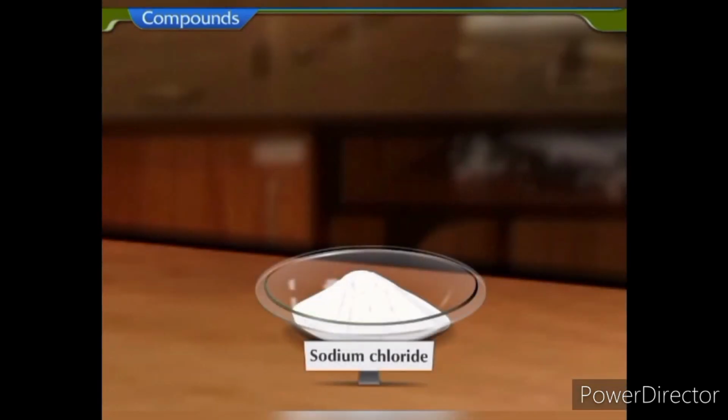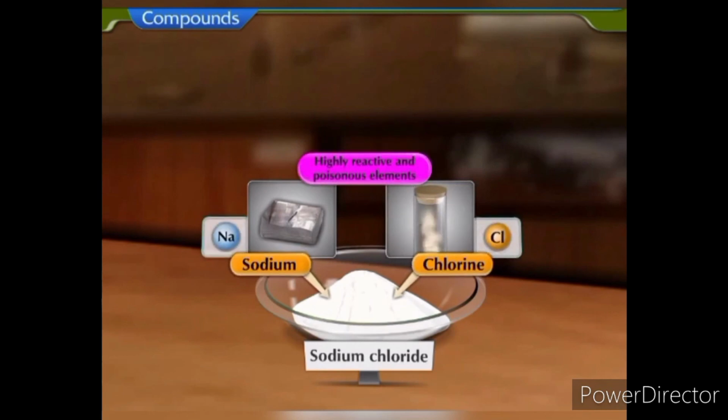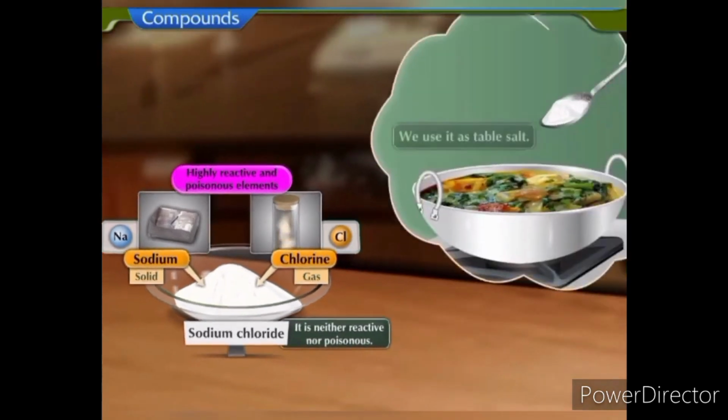Similarly, sodium chloride is a compound of sodium and chlorine. Sodium and chlorine are highly reactive and poisonous elements. But the compound sodium chloride formed has completely different properties from the constituent elements. It is neither reactive nor poisonous. We use it as table salt.